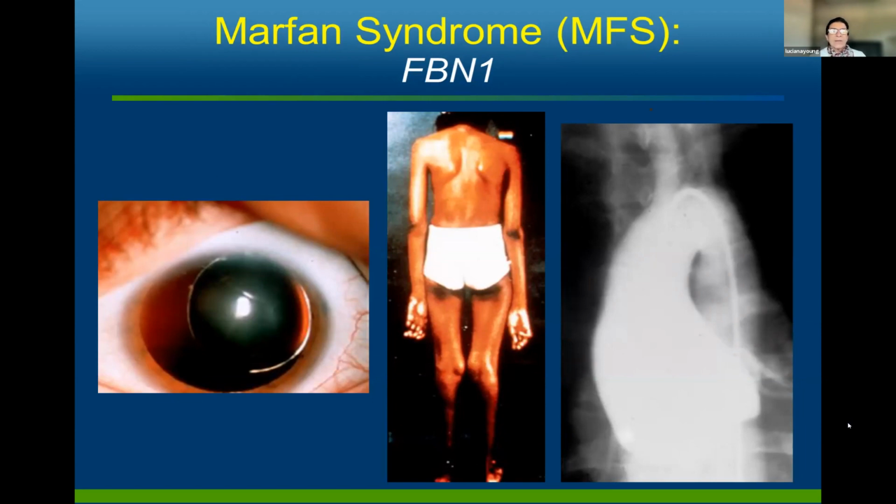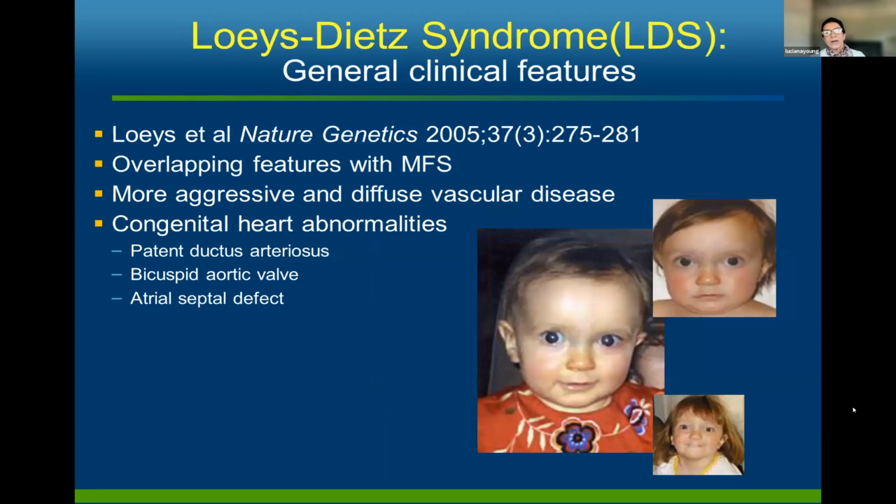Next slide. Later in 2005, Bart Loeys and Hal Dietz described similar findings in a group of children that had overlapping features with Marfan syndrome. However, this group of individuals had more aggressive and diffuse vascular disease with aneurysms that were occurring not only in the aorta, but more peripherally in the head, neck vessels, as well as the abdominal and pelvic vessels. Congenital heart abnormalities were also common in this group with patent ductus arteriosus, bicuspid aortic valve, and atrial septal defects being quite common.